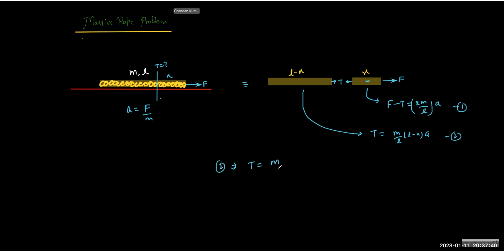So T equals, and what is A? You can see the tension is, so the internal force developed is actually F into 1 minus x by L. Is this clear? Tell me, is this clear? Yes, sir. Okay.